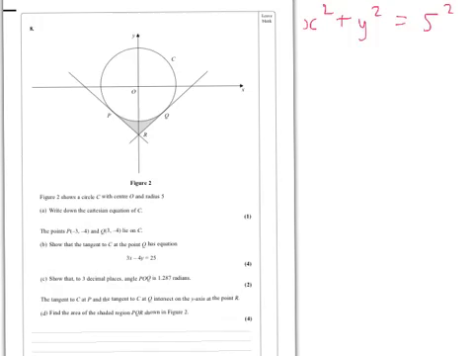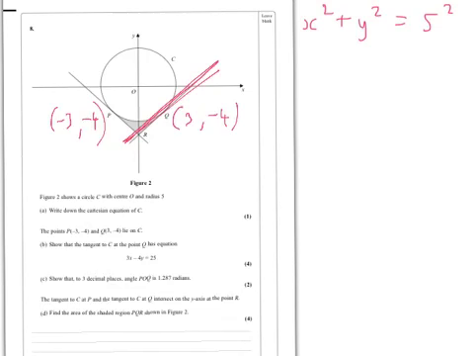The points P and Q lie on this. I'm going to just label what they are: 3 comma minus 4 and minus 3 comma minus 4. Fair enough. Show that the tangent to C at Q has that equation. So we find the equation of this. Now we need to find the gradient of this, and then we're in business. It's just a straightforward C1 question.